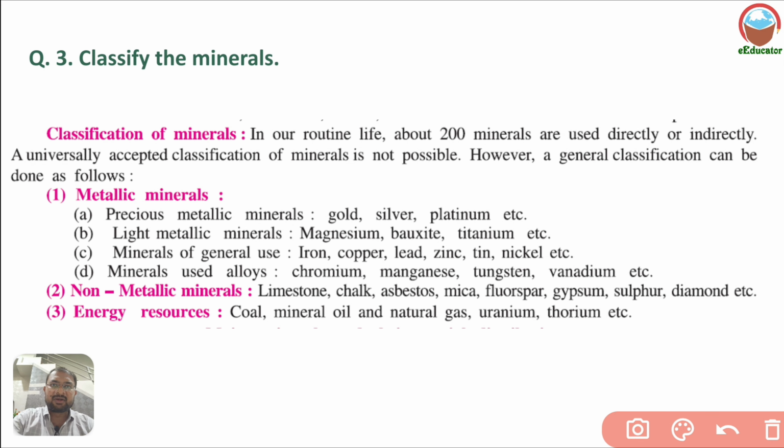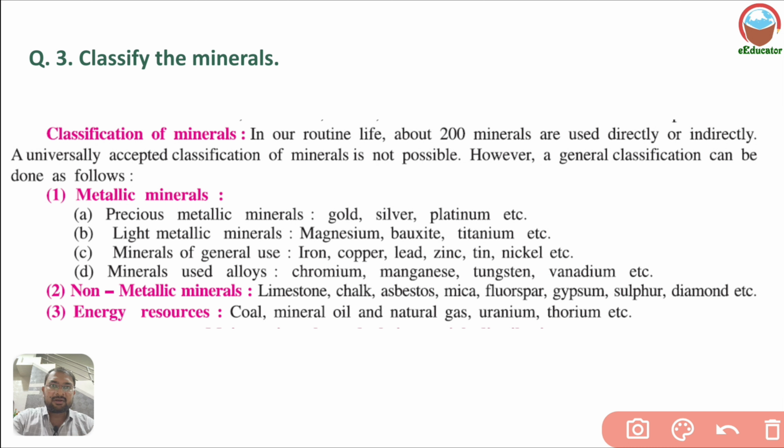Metallic minerals are of four types: A, B, C and D. Precious metals, light metals, minerals of general use and minerals used as alloys. Alloys are when we mix one mineral with another to use it. Precious metals are gold, silver and platinum. Light metallic minerals are magnesium, bauxite and titanium. Commonly used minerals are iron, copper, lead and zinc. Minerals used as alloys, mixed with other minerals, are chromium, manganese, tungsten and vanadium.